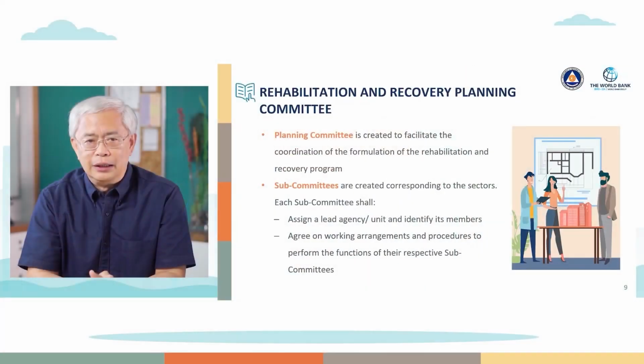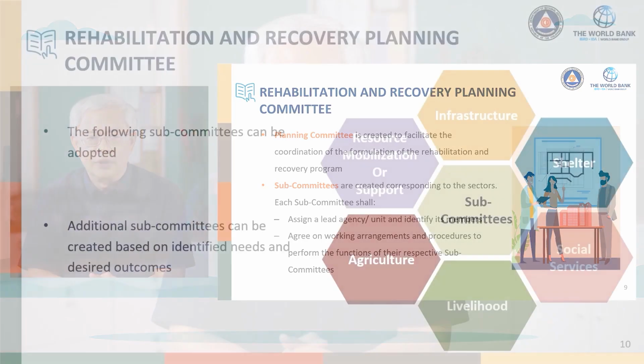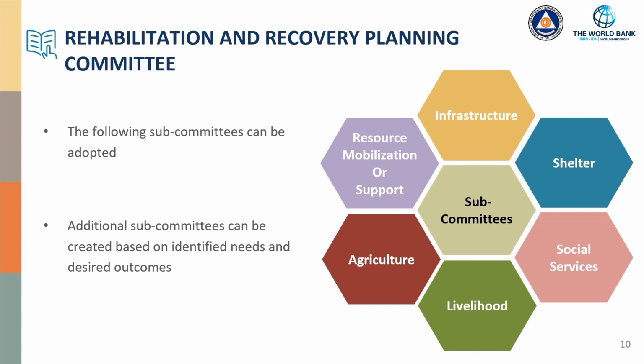Rehabilitation and recovery planning is a major step that must be immediately carried out. The main body in the DRRMC that must attend to this is the Recovery Planning Committee. The committee should facilitate coordination of the different sectoral groups and stakeholders in order to prepare a rehabilitation and recovery plan. It may also create subcommittees to facilitate and speed up scoping of what needs to be done. The following may be considered.